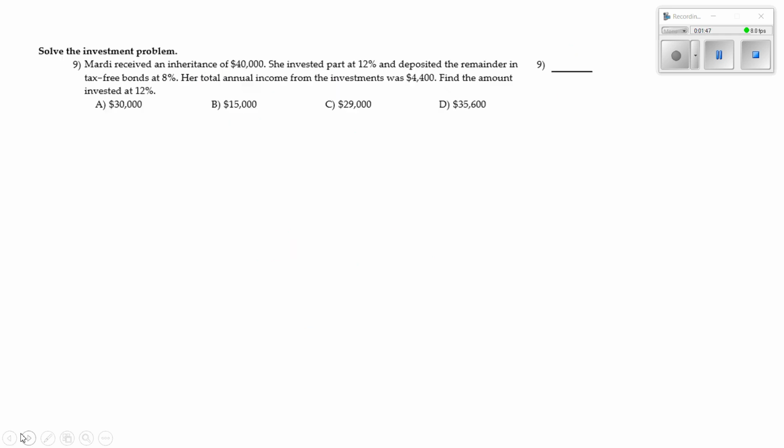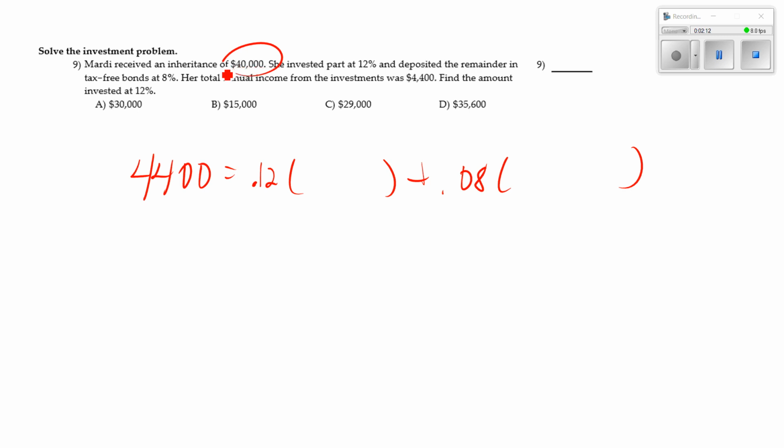All right, number 9. Marty received an inheritance of $40,000. She invested part at 12% and deposited the remainder in tax-free bonds at 8%. Her total annual income from the investments was $4,400. Find the amount invested at 12%. All right, so she got $4,400 from the two investments. One was at 12%, and there's so much in there, and one was at 8%, and she's going to put so much in there. And all I know is that she has a total of $40,000 to go here and here. So how much in each one?